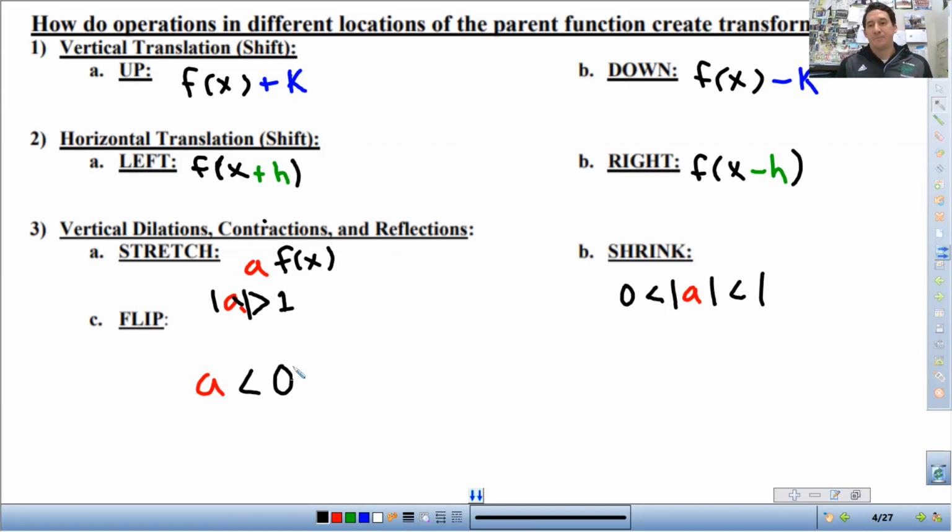All right. So basically, if it's a number greater than 1, it's going to stretch it. What you want to look out for with shrinks are fractions. Be careful with the fractions, though. The fractions do need to be between 0 and 1. It needs to be less than 1, greater than 0. And then anything that is negative, we'll flip it over the x-axis.